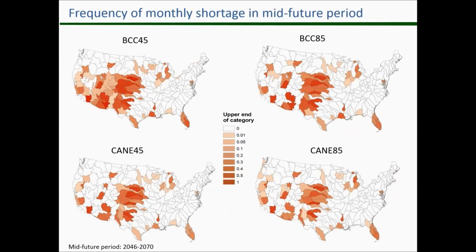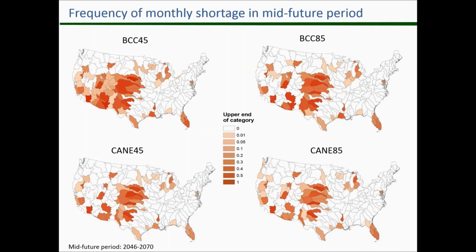So here are the maps of shortage frequency for 4 of the 14 futures. I'll show you the others in a moment, just quickly. But first of all, just taking a look at these two, you see the BCC model at the top, RCP 4.5 on the left and 8.5 on the right. And there's quite a difference with this GCM, the BCC model, quite a difference in shortage levels between the two RCPs.